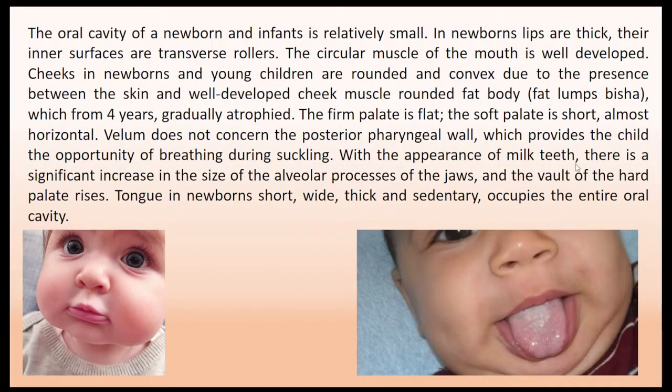With the appearance of milk teeth, there is a significant increase in the size of the alveolar processes of the jaws, and the width of the hard palate rises. The tongue in a newborn is short, wide, thick, and sedentary, and occupies the anterior oral cavity. You can see here that it occupies the anterior oral cavity.